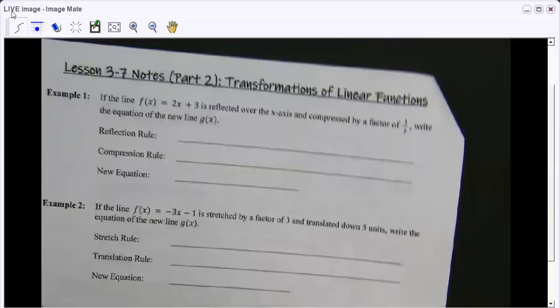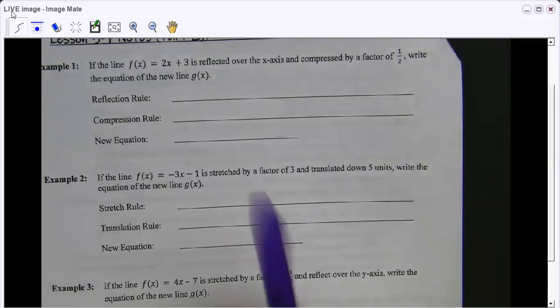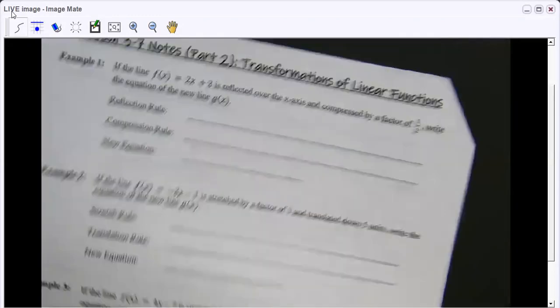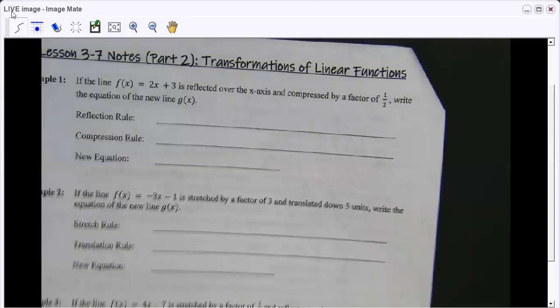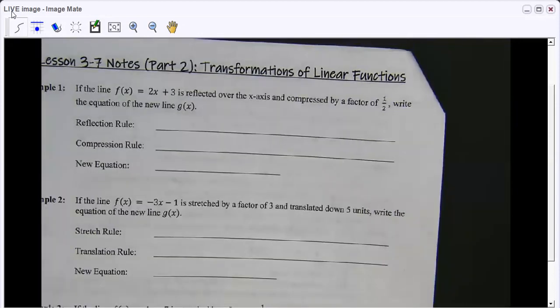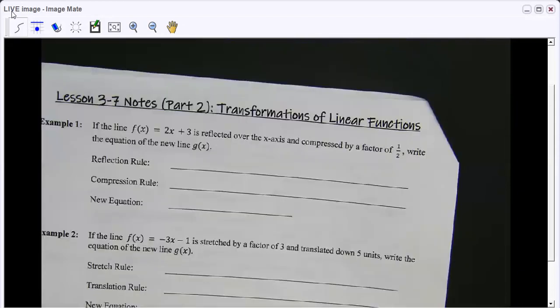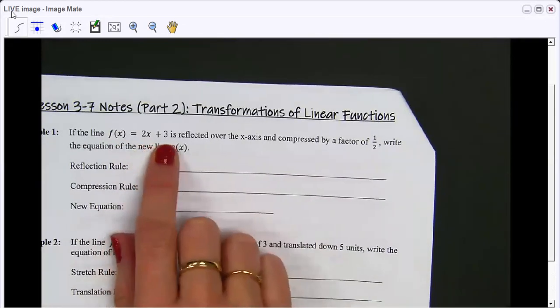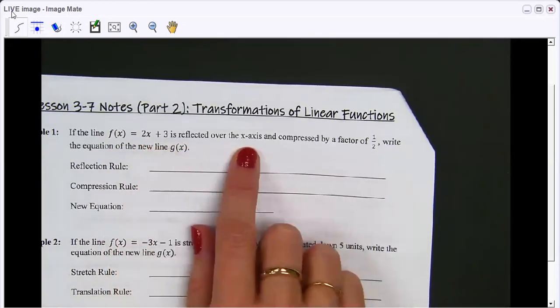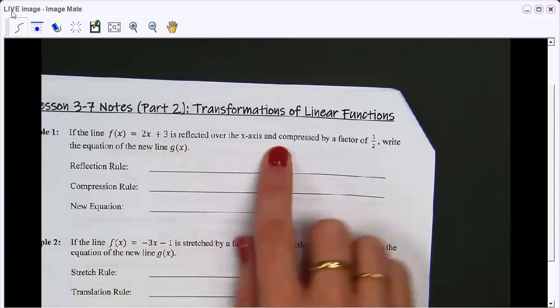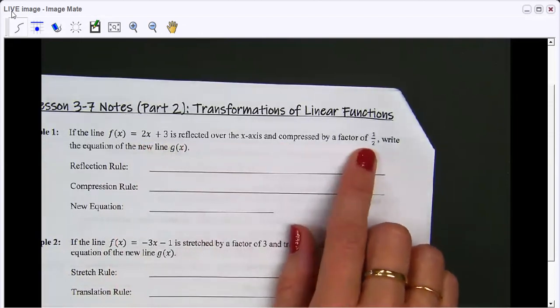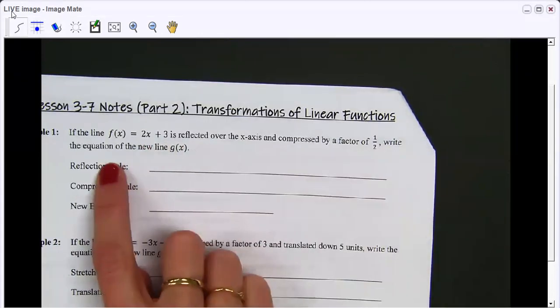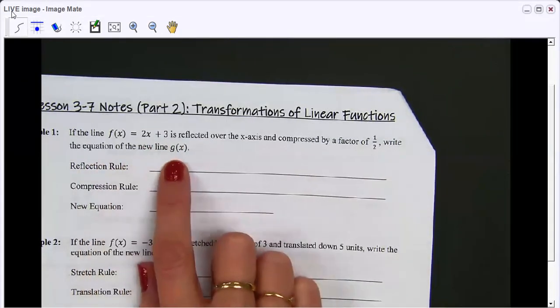Okay, so we're now on page 2, and the rest of this lesson, I think, for the most part, is writing. You're going to name the rule that is taking place in each one of these. So let's look at example 1. It says, if the line f of x equals 2x plus 3 is reflected over the x-axis and compressed by a factor of 1/2, write the equation of the new line.